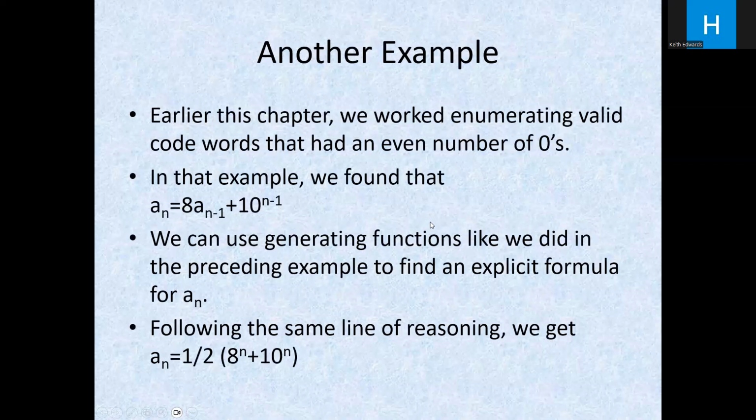Another example: earlier we had worked out enumerating valid code words that had an even number of zeros. In that example, we found that a sub n is equal to 8 times a sub n minus 1 plus 10 raised to the n minus 1. Then we can use generating functions like we did in the preceding example to find an explicit formula for a sub n. Following that line of reasoning, we get the same result that we got, I believe, in section 7.1: a sub n is equal to 1/2 times 8 raised to the n plus 10 raised to the n.